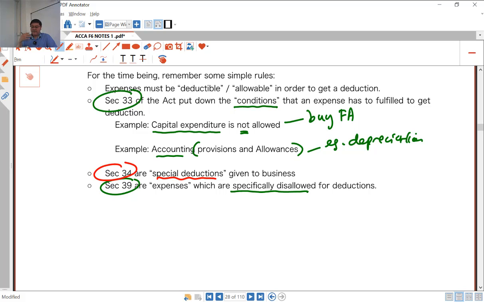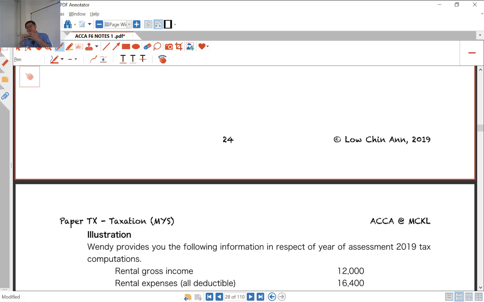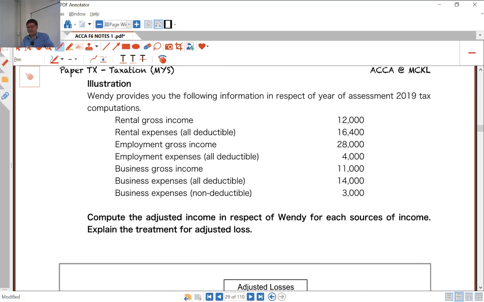So this is how deduction rules come in. The general idea is very simple. You follow what the law says. The law says can, the law says cannot. That's it, just follow the law. But the idea is this: how do you come to adjust it? I'm just doing one example here, then we take a break, okay?